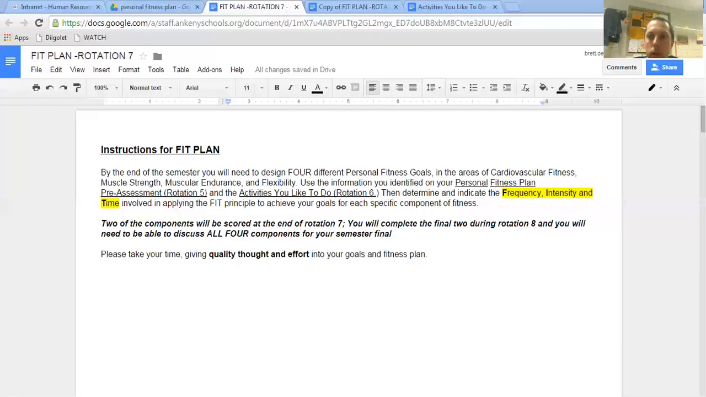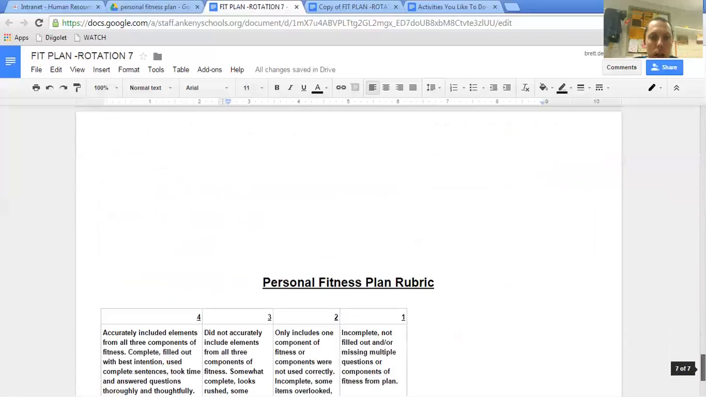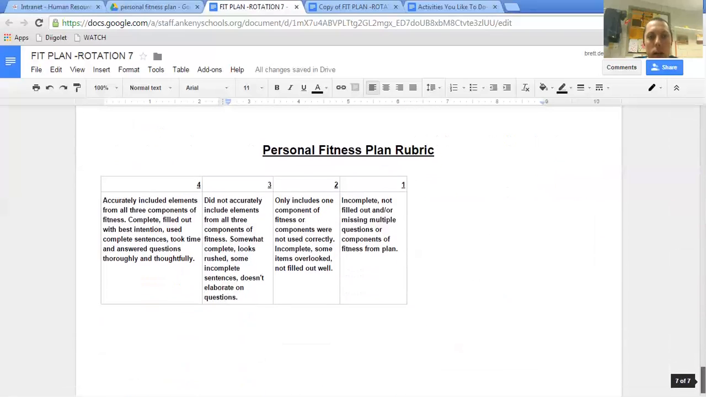At the bottom of this, before we get into the specifics, is how we are going to grade this personal fitness rubric. To get 100%, you're going to have to accurately include elements from all 3 components of fitness, filled out with the best intention, use complete sentences, take your time, and answer the questions thoroughly and thoughtfully.